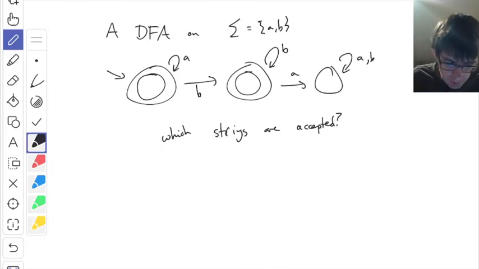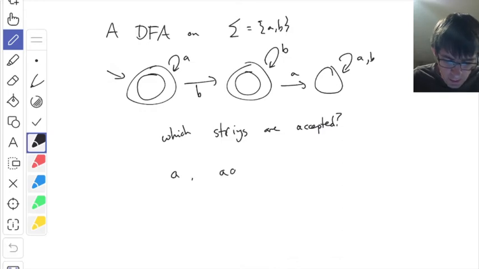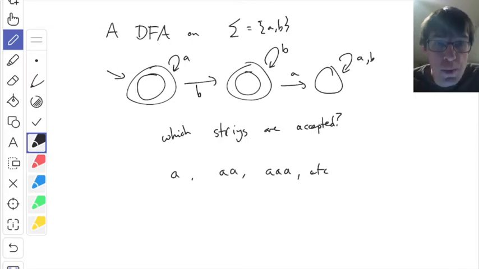For example, the string A is accepted, right? Because if you do just A, you start in this state, you do A, which comes back to this state, and that's accepting, and so A would be accepted. Or AA or AAA, etc. All of those would be accepted, if from the starting point you do A over and over again. Can anyone shout out another string which also will be accepted but doesn't look like those?